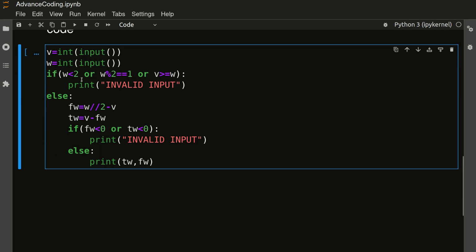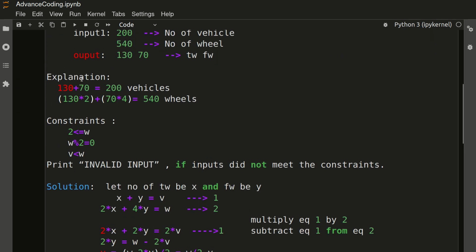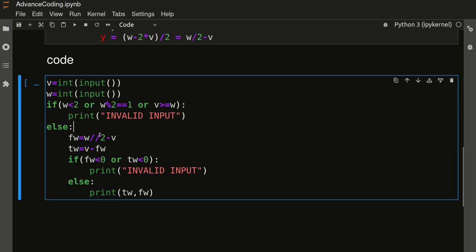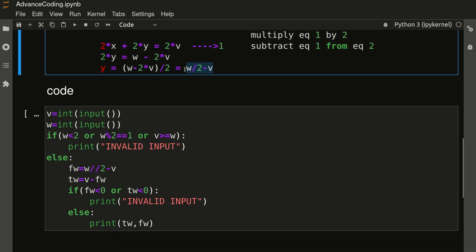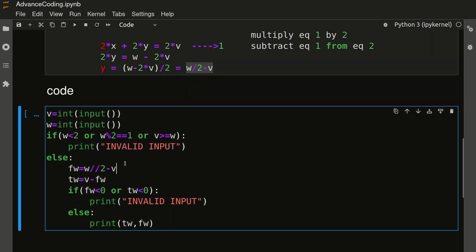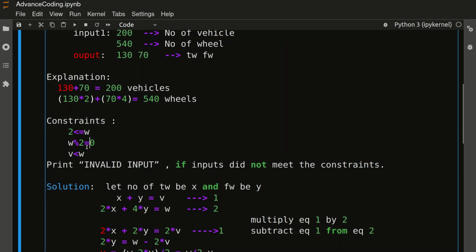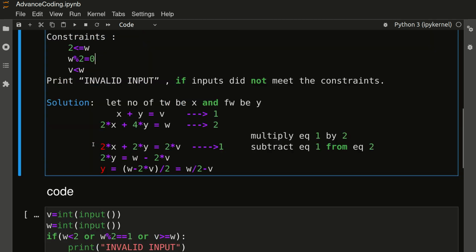Now if the inputs are within the constraint, we will go to else. And in the else block, we will easily calculate the number of four-wheelers, FW, equals to this equation, w by 2 minus v. So just we have done that, w by 2 minus v. And now if you are aware, in Python this is integer division, w by 2, because the number of four-wheelers cannot be a decimal. So that's why we have done integer division, and it will be divisible by 2 because it is in the constraint that w is divisible by 2.